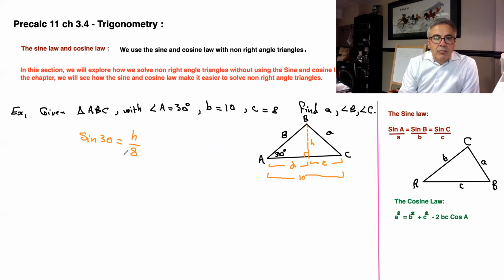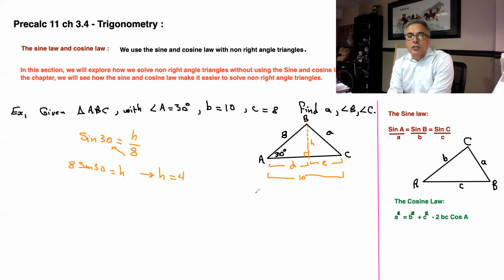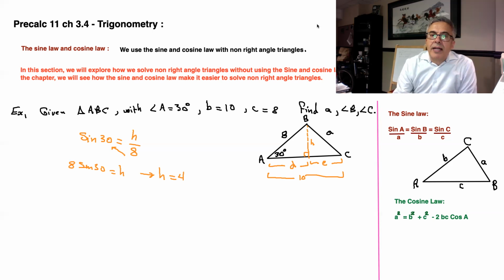And then we just cross multiply. So cross multiply the 8 into sine 30. So we'll get 8 sine 30 equals H. And then if I just use my calculator, so make sure you're in degree mode, H equals 4. So now we found out that H is 4.